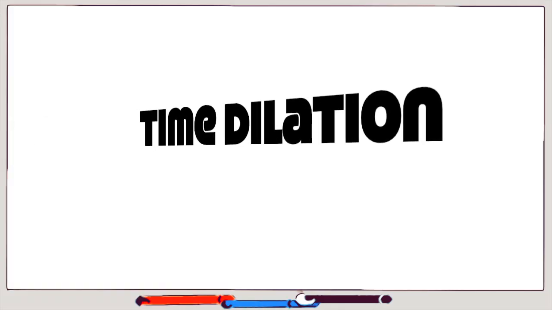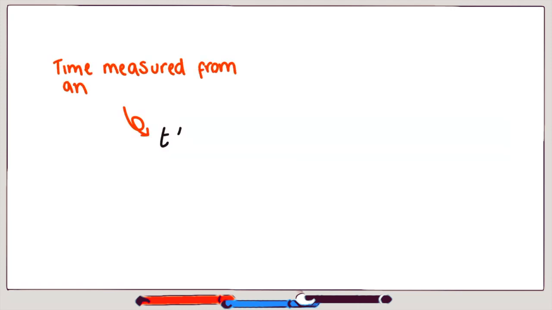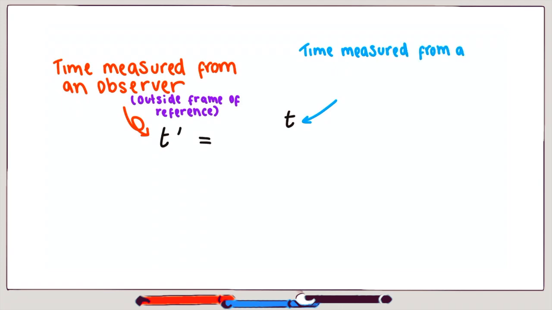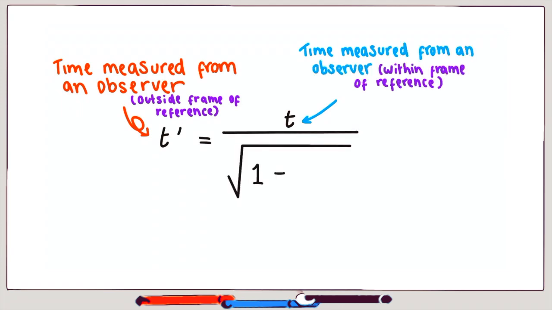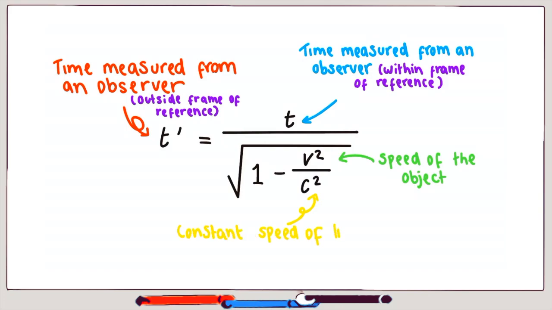Time dilation can be calculated using the following formula. T prime, which is time measured from the observer outside the frame of reference, equals T, time measured from an observer within the frame of reference, over the square root of 1 minus v squared, which is the speed of the object, over c squared, the constant speed of light.